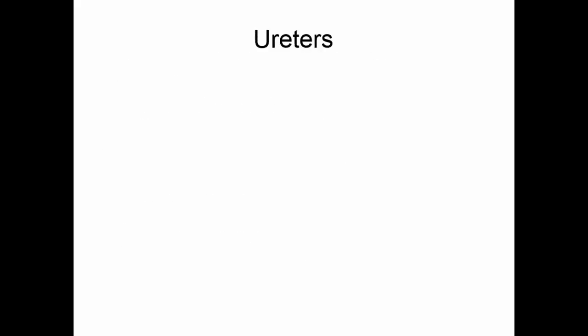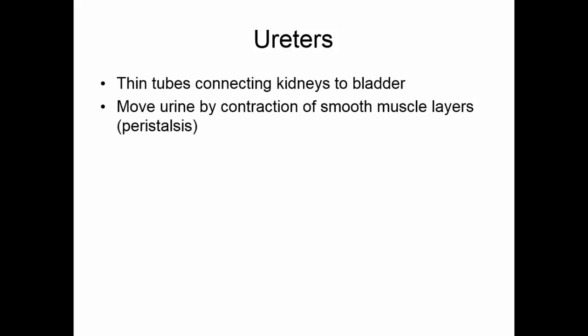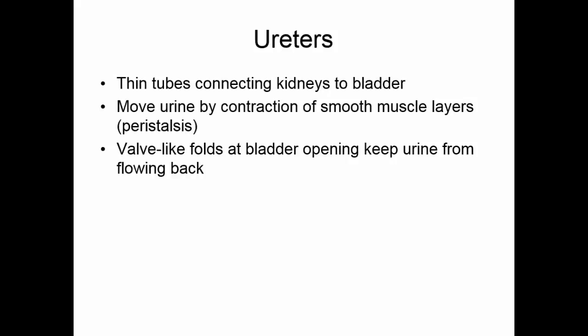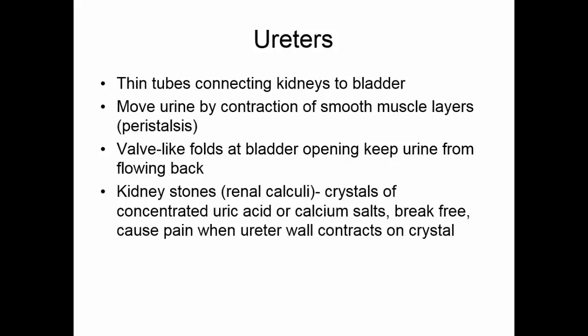The ureters are thin muscular tubes that connect the kidneys to the bladder. They move the urine by peristaltic contraction of the smooth muscle layers. Once they get to the bladder, there are valve-like folds that help keep the urine from flowing backwards into the ureter. Kidney stones or renal calculi are concentrated uric acid or calcium salt crystals.